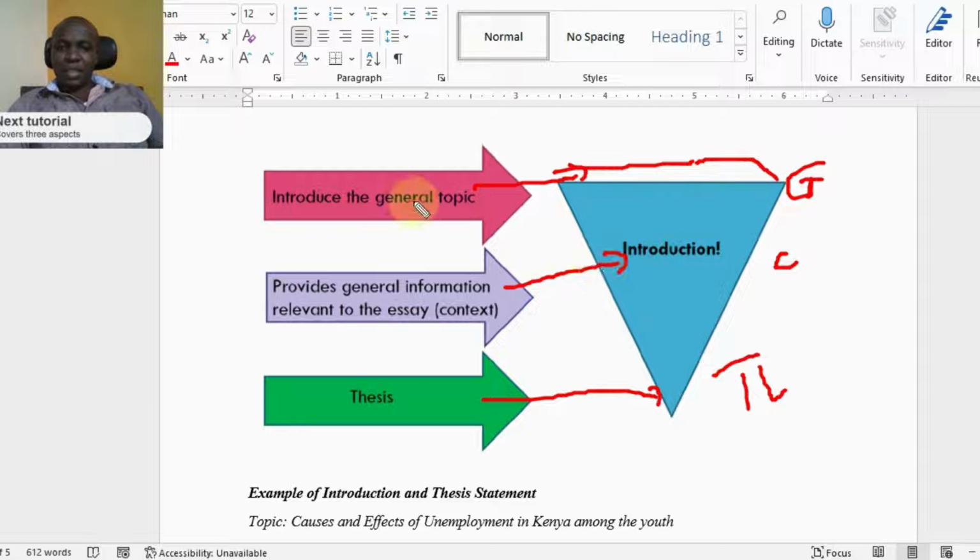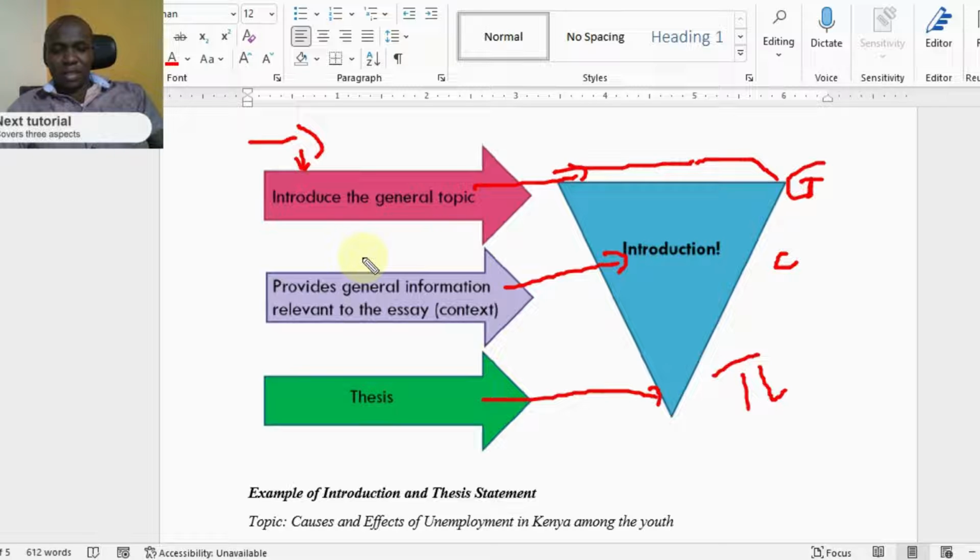And the attention catcher, the one I've discussed above, the attention getter, should start before you begin your topic. Before you introduce your topic, it should start, then follow that on.